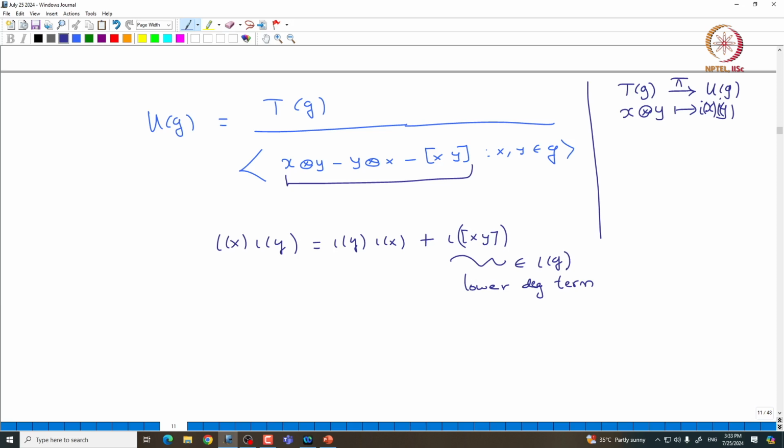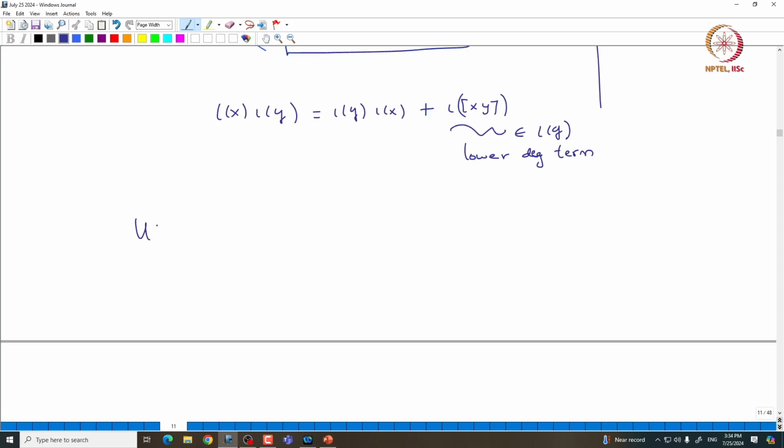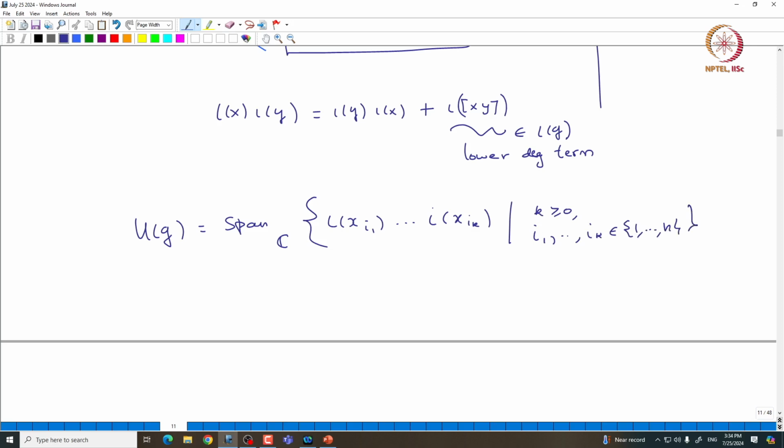So, now because of that, you can see that if you are taking any element inside UG, you can take any k-tensor and then look at the image of the k-tensor for any k, and that will be a spanning set for UG. That is easy to see. So, UG is spanned by all possible x_{i1} through x_{ik}, where k can be any non-negative integer, the only restriction being that i1 through ik should come from 1 to n. So, this is definitely a spanning set for UG.